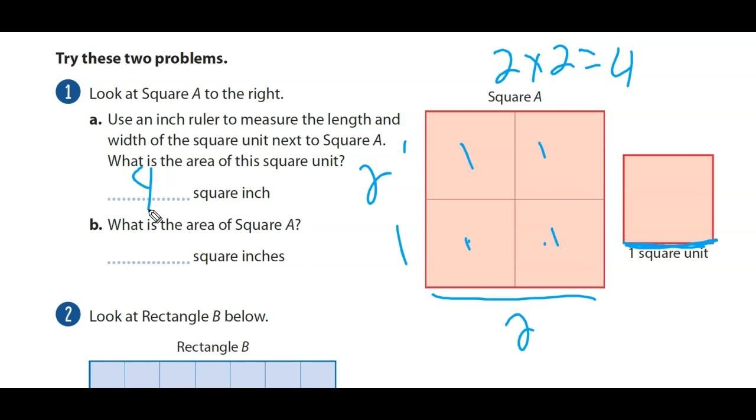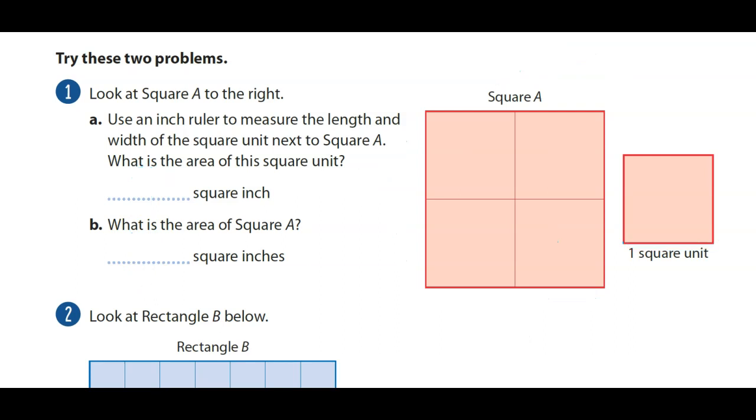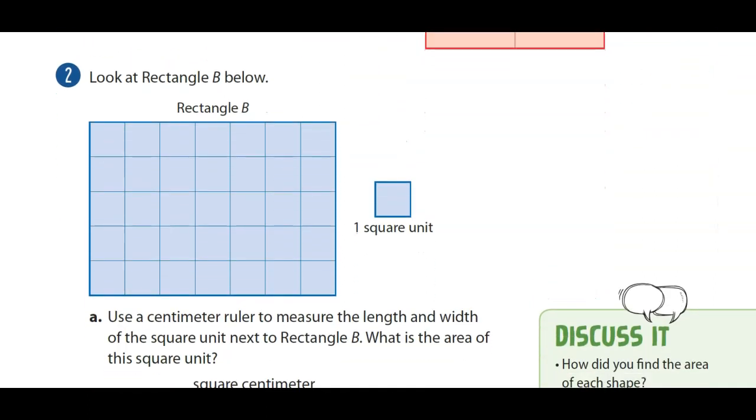What is the area of square A? 4. Then look at the rectangle B. Each one of these squares is how many square units? 1. I could count all the squares, can't I? I could, but that'll take forever.